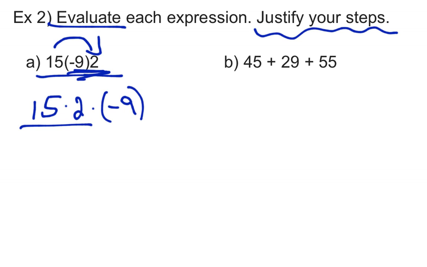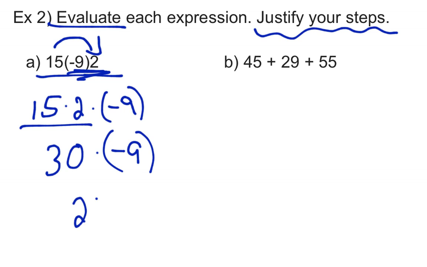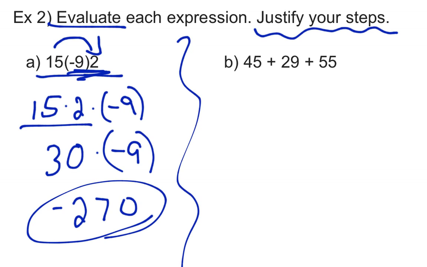And the point of me doing that is because I know 15 times 2 is pretty easy. That gives me 30. And then if I take that times the negative 9, it just made my life a whole lot easier because 30 times 9 is going to be 270. And I know a positive times a negative gives me a negative, so it's a negative 270. Again, I hope you see the point. We're trying to use these properties that we learned today to go ahead and solve these in an easier manner. Okay, part B. We do the same thing here.